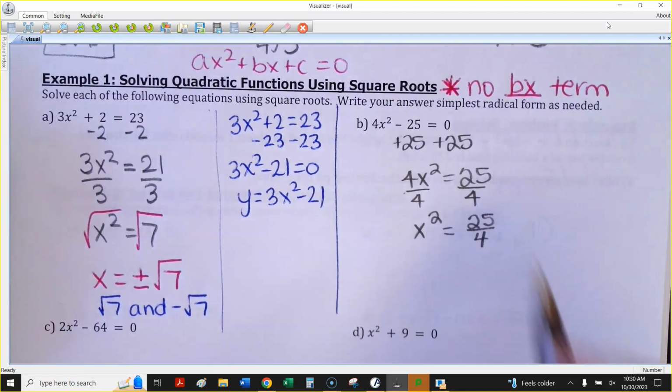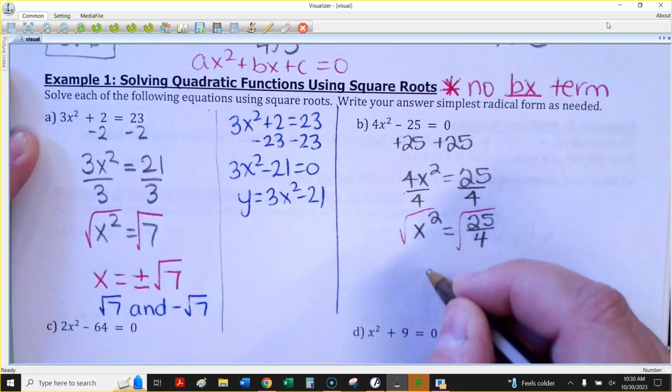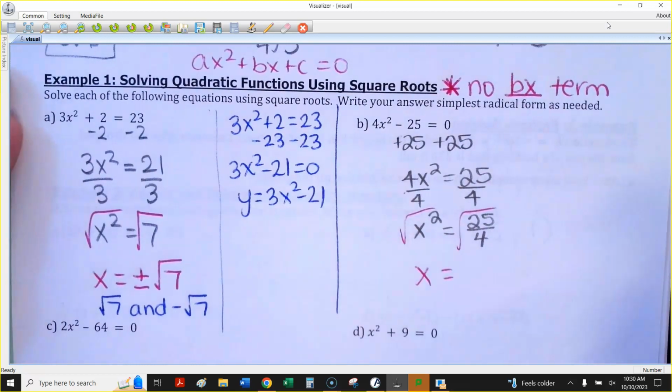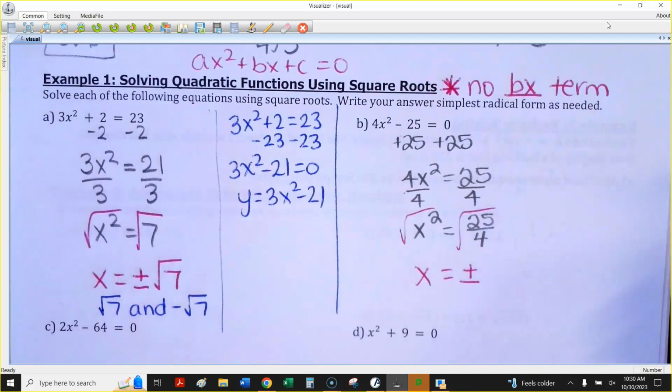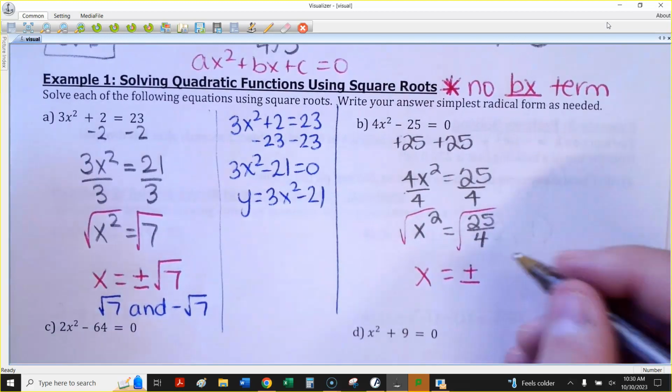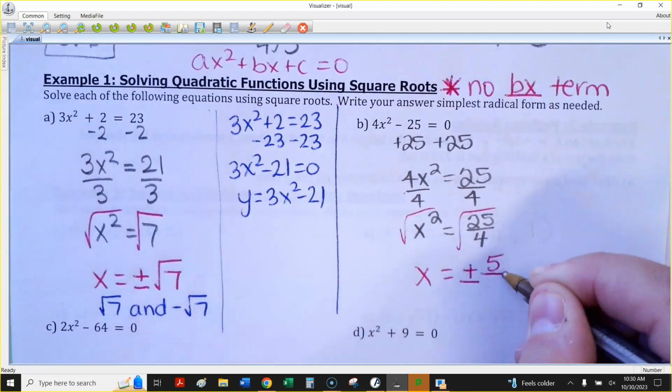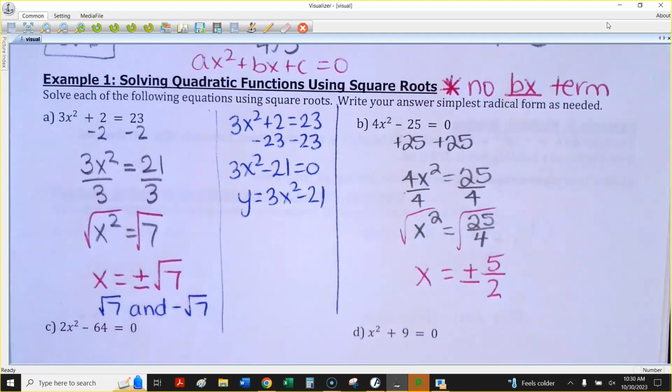Yes, for sure. Okay, so what would you write as your answer? Exactly. Both the top and the bottom are perfect squares. Like the square root of 25 is 5, the square root of 4 is 2. So then that's your 2 answers right there. Positive 5 over 2, negative 5 over 2.